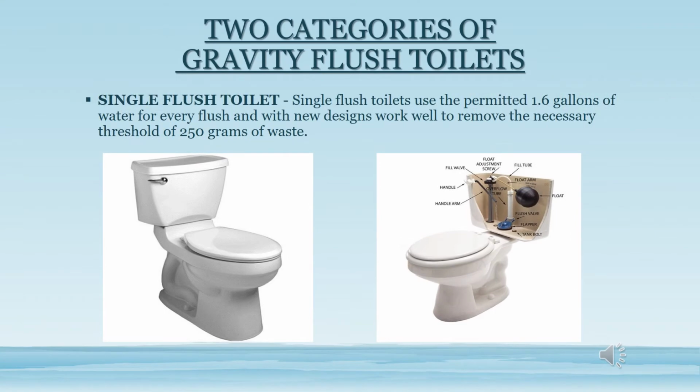There are two categories of gravity flush toilet. First is single flush toilet. Single flush toilets use the permitted 1.6 gallons of water for every flush and with new designs work well to remove the necessary threshold of 250 grams of waste.